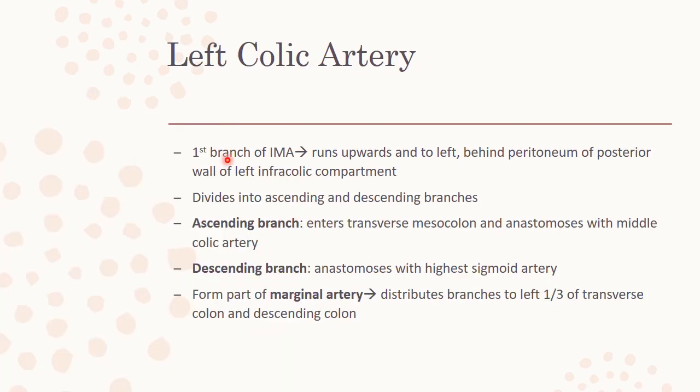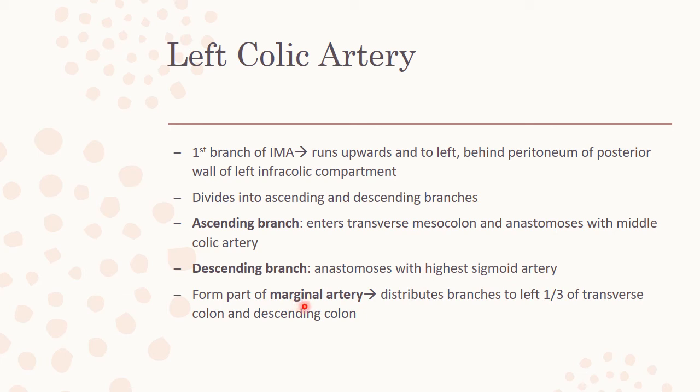The left colic artery is the first branch of the inferior mesenteric artery. It is going to run upwards into the left, behind the peritoneum of the posterior wall of the left infracolic compartment. It divides, as we have seen, into ascending and descending branches. The ascending branch enters into the transverse mesocolon and anastomoses with the left branch of the middle colic artery, whereas the descending branch will anastomose with the highest sigmoid artery.